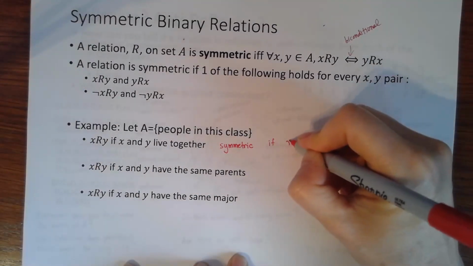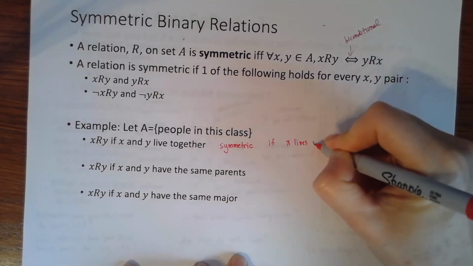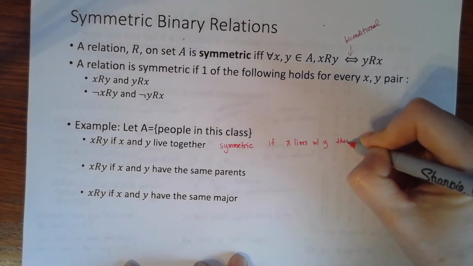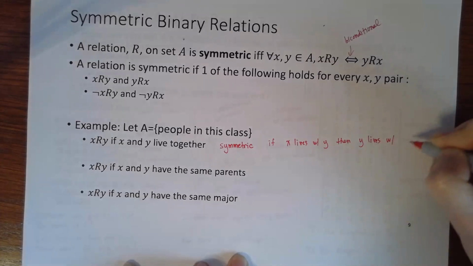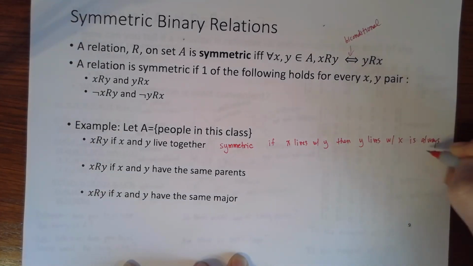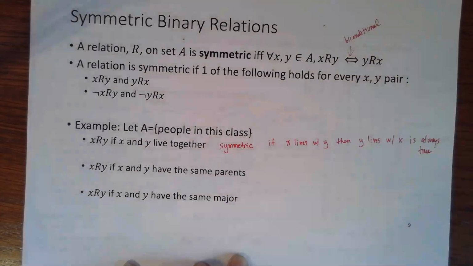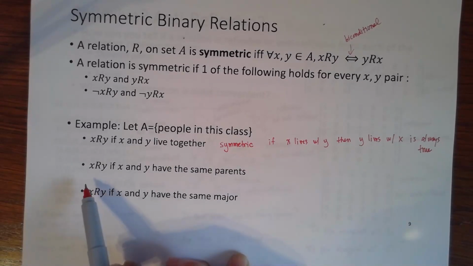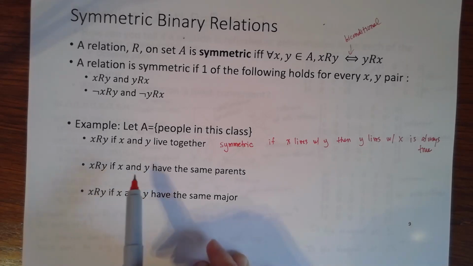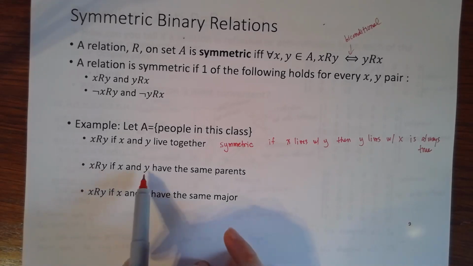So if x lives with y, then y lives with x. And that's always true, that implication. Okay. And then what about if X is related to Y if X and Y have the same parents?